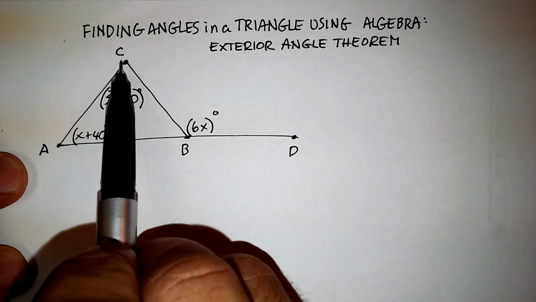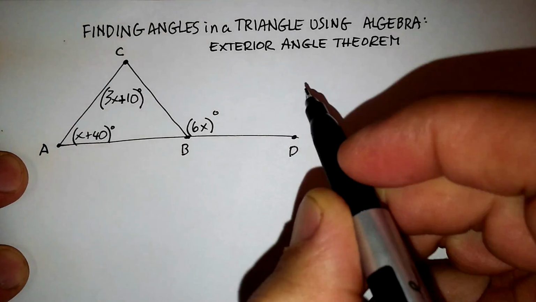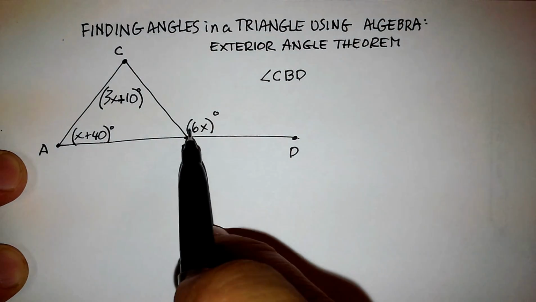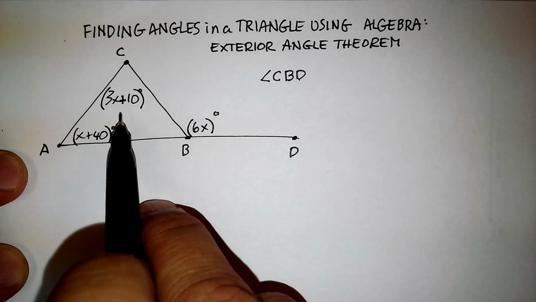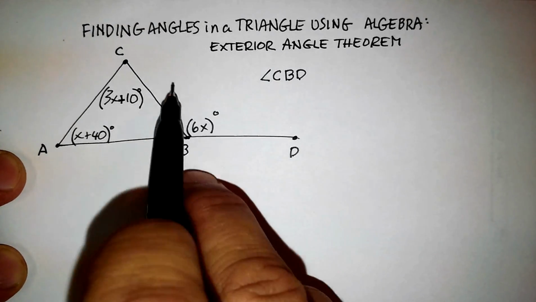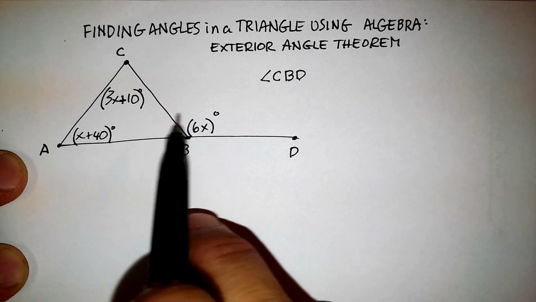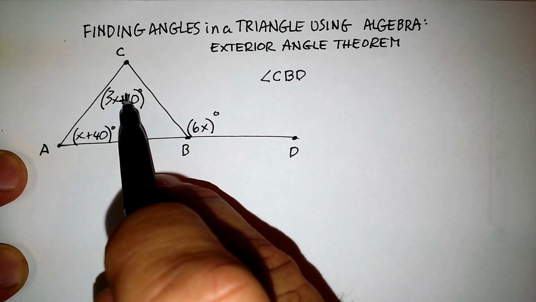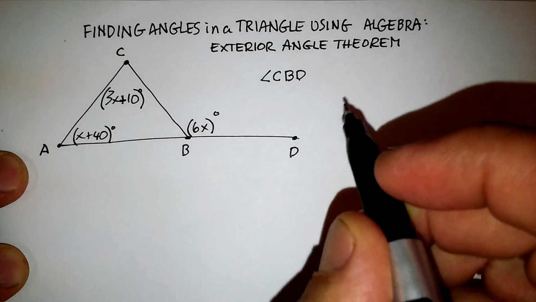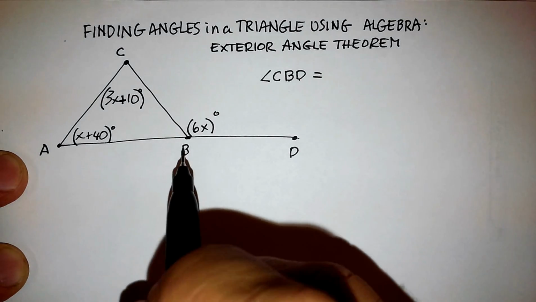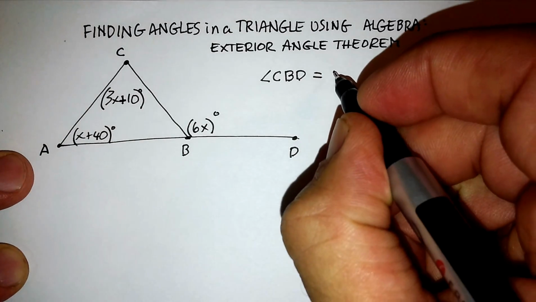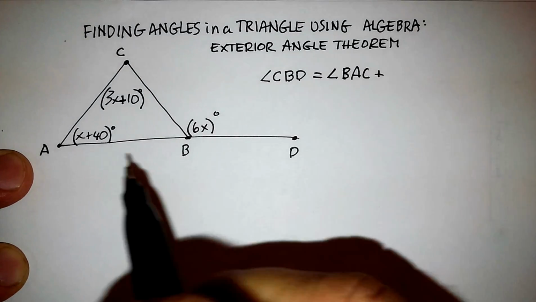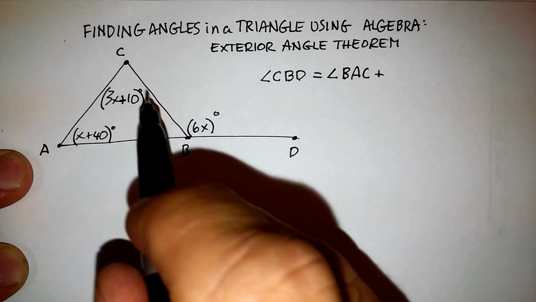Let's look at this particular angle here. It's angle CBD, okay? So angle CBD, which is exterior, right? It's on the outside of this triangle. All right, so that's why it's an exterior angle. The exterior angle is equal to the addition of the two remote interior angles. Okay, so in this case, it would be equal to angle BAC plus angle ACB, which is B right here.